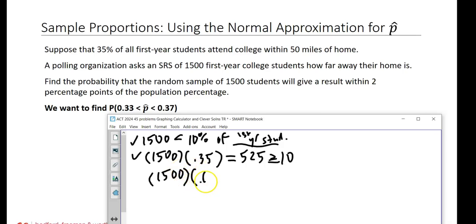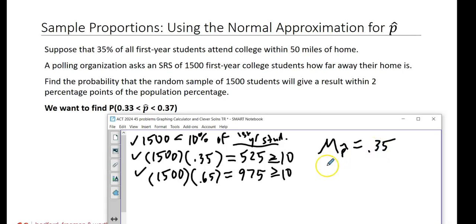1500 times 0.65, which is 975, which is also greater than or equal to 10. So now it passes the large count condition. So now we can label stuff what it is, right? So the mean p hat is equal to, let's see, they gave it to us as 0.35.